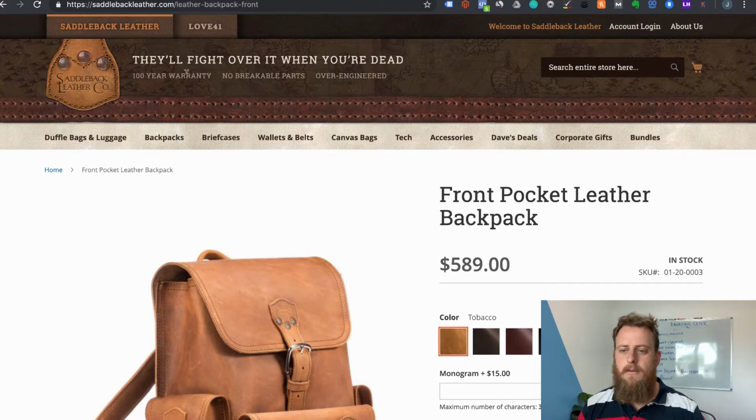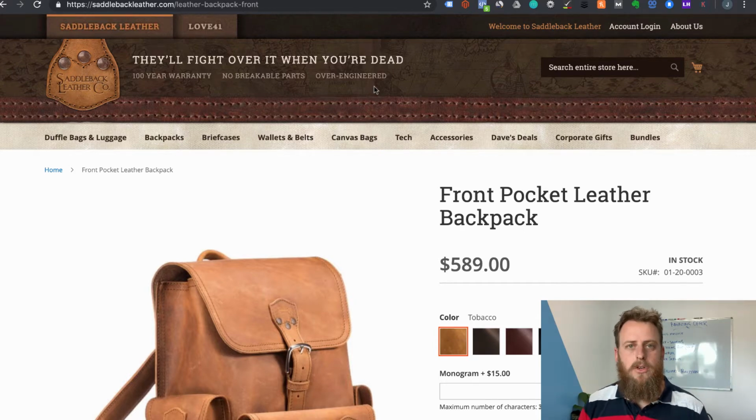And they take that a step further by breaking it into three dot points: 100-year warranty, no breakable parts, and over-engineered. So what they're saying with this is our products are unique in our market, the market of leather goods, because they're built so well. We build them better than anybody else, and so well that they will last forever. We're so confident of that we've got a 100-year warranty, which means almost anybody who buys their products will die before the warranty would run out. So they'll fight over it when you're dead. No breakable parts, and they're over-engineered.